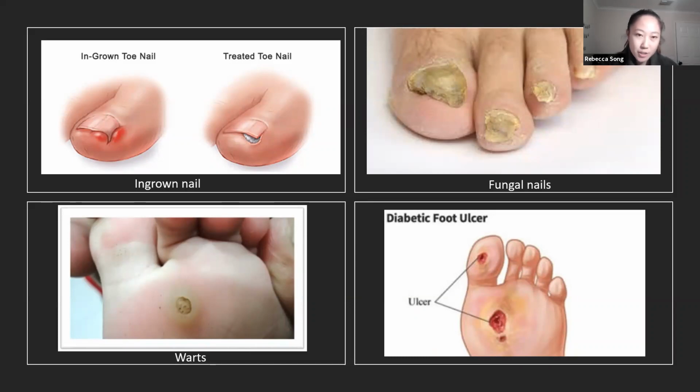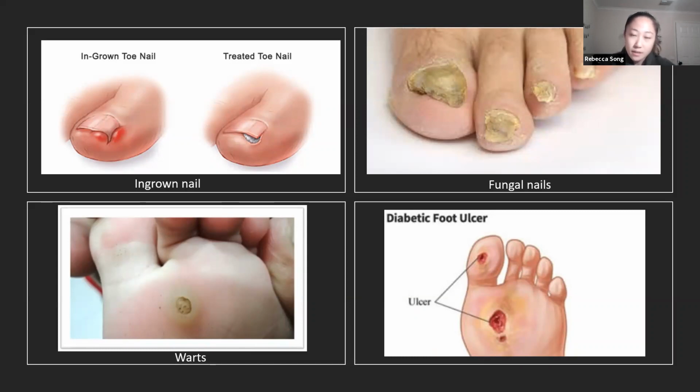This can be when a patient has shaved or picked at the corners of their nails, or it can even be if they've had some trauma to it in the past, like if a car has run over it, or if they've stubbed it previously. And you can see in the first photo there, it's just when the nail is growing into the skin instead of growing up.